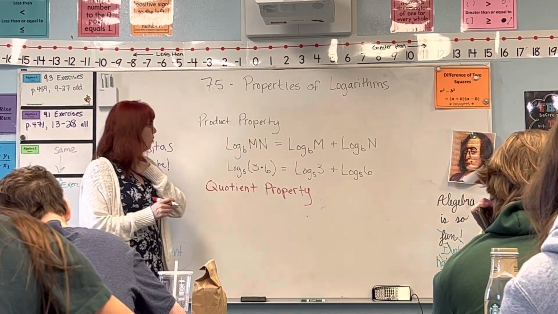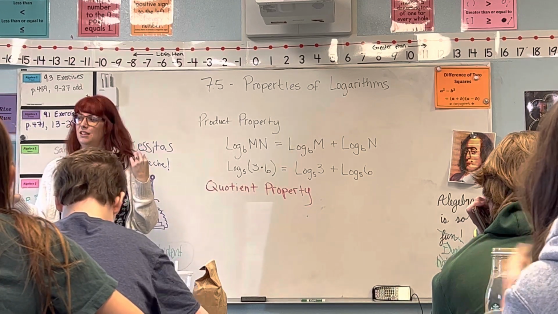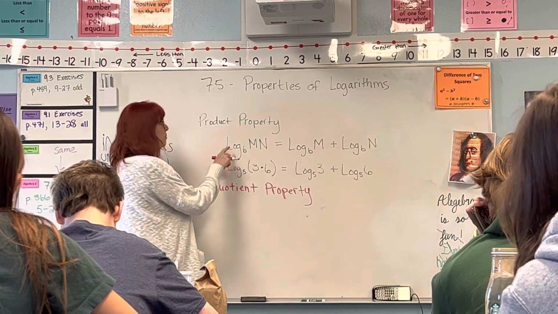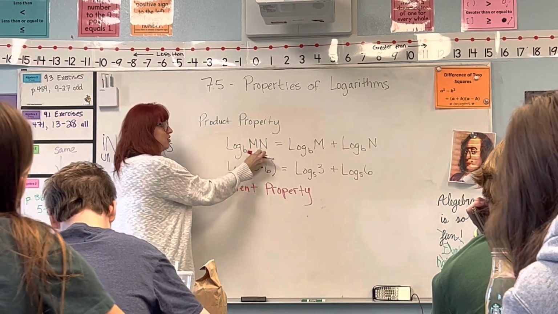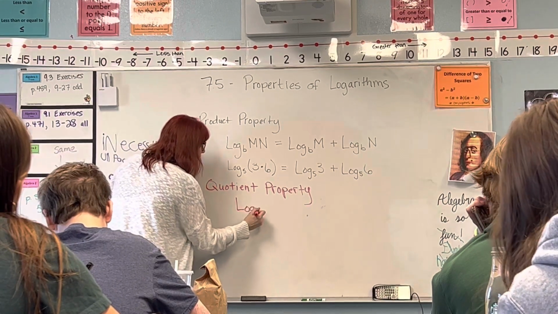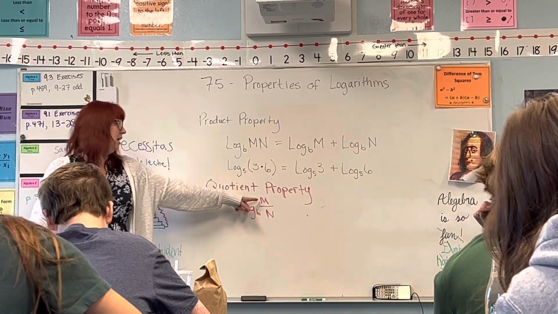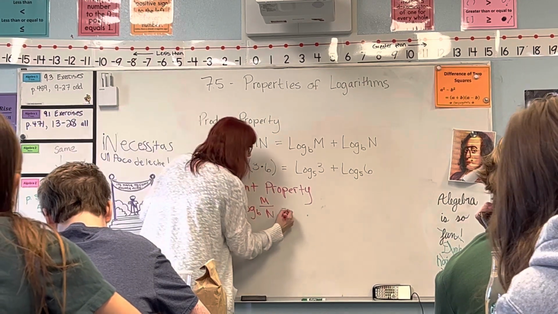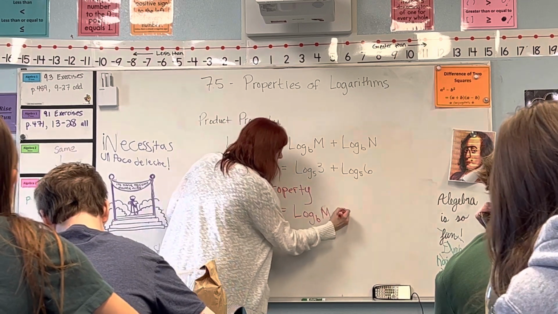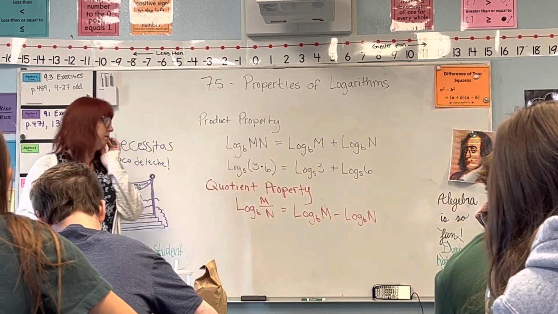Okay, the quotient property. Any guesses? Dividing. Division, and what do you think? Subtraction. Yeah, very good. So the product property takes multiplication and splits it up into addition. The quotient property says that you can take one that's being divided, log of m divided by n, and split it up into the log of m minus the log of n.